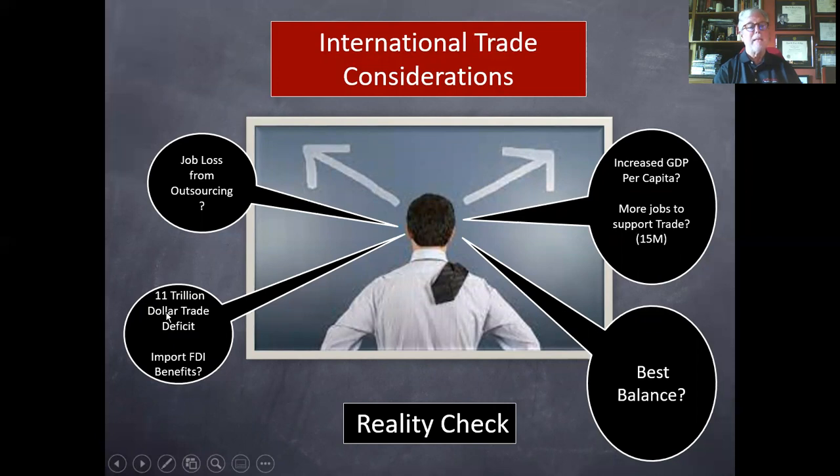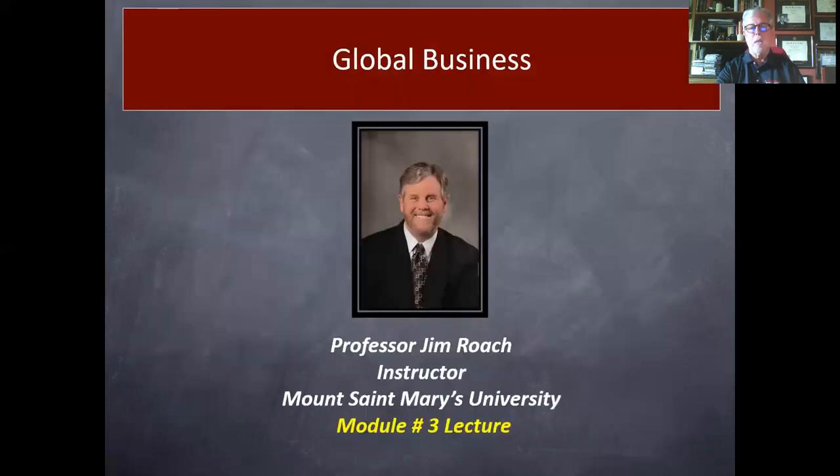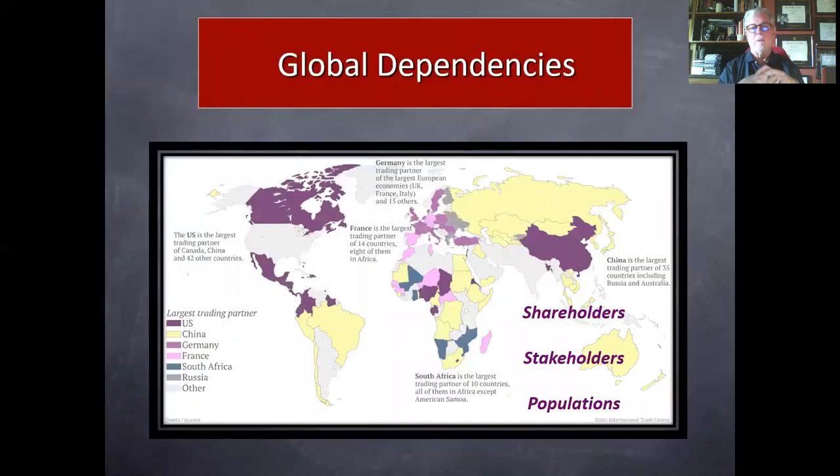Will it create a trade deficit? Or will it experience great growth and prosperity from countries such as those mentioned in your case study of foreign direct investment in the automobile industry, where it was very beneficial? So in terms of a reality check, what is the best balance? These are all the things that need to be examined. In any event, whatever happens will affect shareholders, people who own stock, stakeholders, people who deal with or work for the companies, and the populations at large.